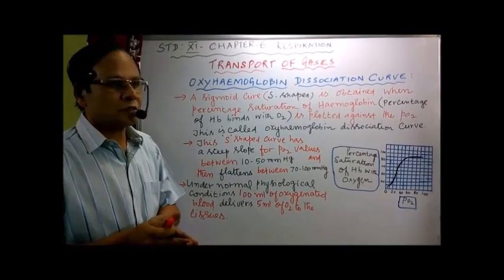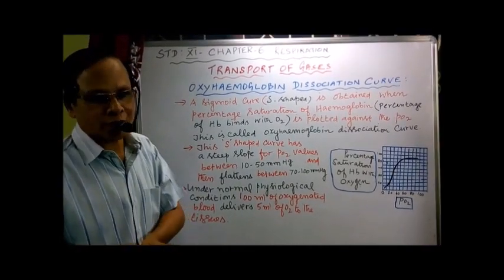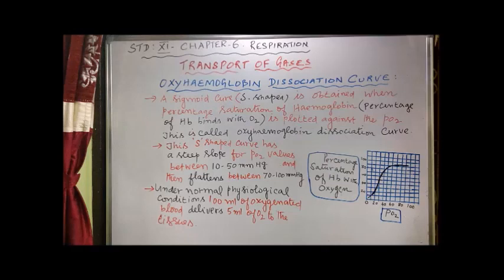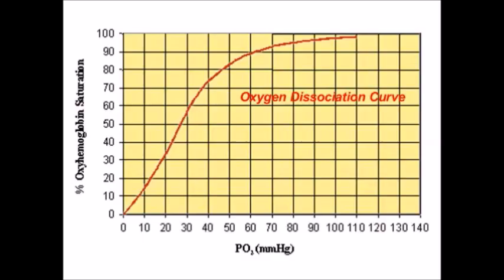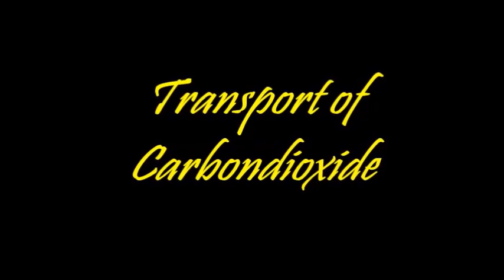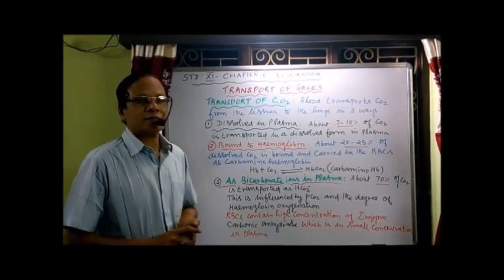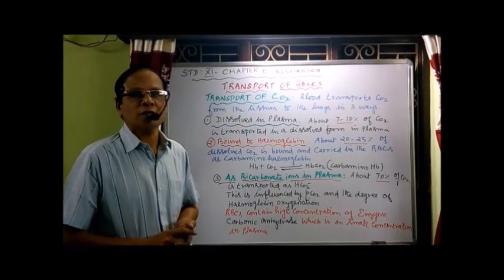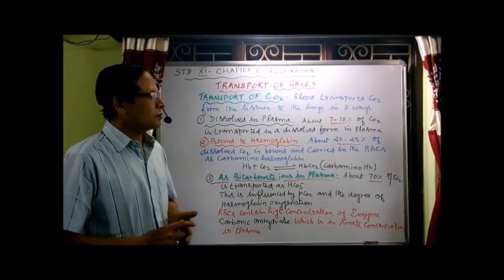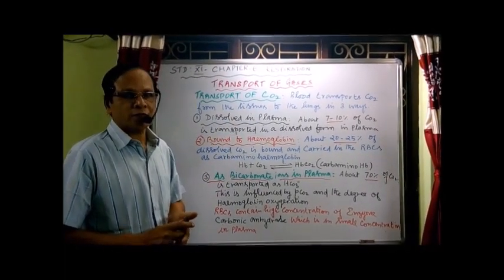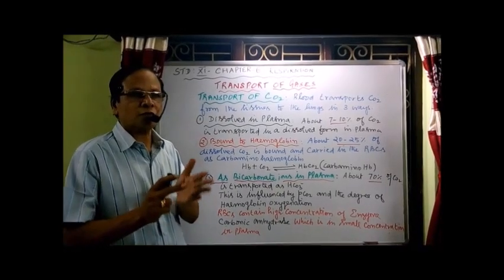We have to skip to the next one, the transport of carbon dioxide. Now, how is carbon dioxide transported from the tissues to the lungs or alveoli? Normally blood transports carbon dioxide from the tissues to the lungs in 3 different forms.